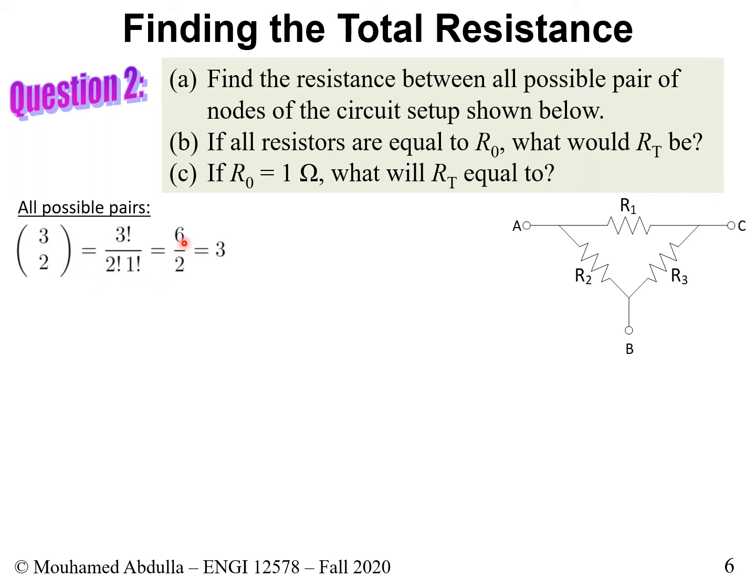That gives you 6 on top, so 1 times 2 times 3, that gives you 6, and in the bottom you have 2 times 1, so that's 2. 6 divided by 2, that's 3. So there are 3 different ways by which you could do measurements.